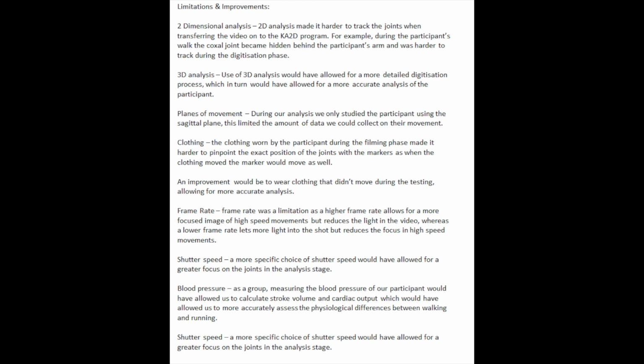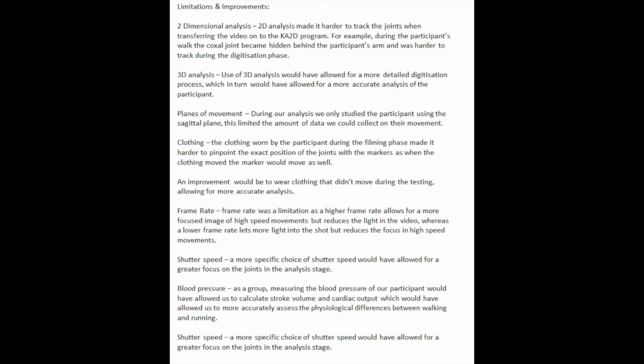Another limitation is the planes of movement. During our analysis, we only studied the participant using the sagittal plane. This limited the amount of data we could collect on their movement. Another limitation is clothing. The clothing worn by the participant during the film phase made it harder to pinpoint the exact position of the joints with the markers, as when the clothing moved, the marker would move as well, causing a distorted image. An improvement to this would be to wear clothing that didn't move during testing, allowing for more accurate analysis.